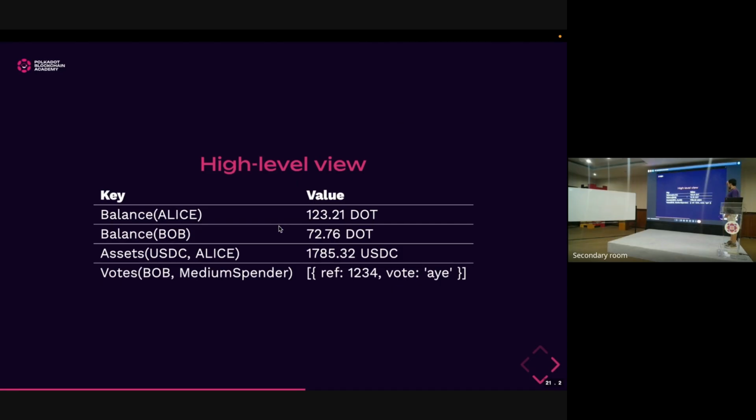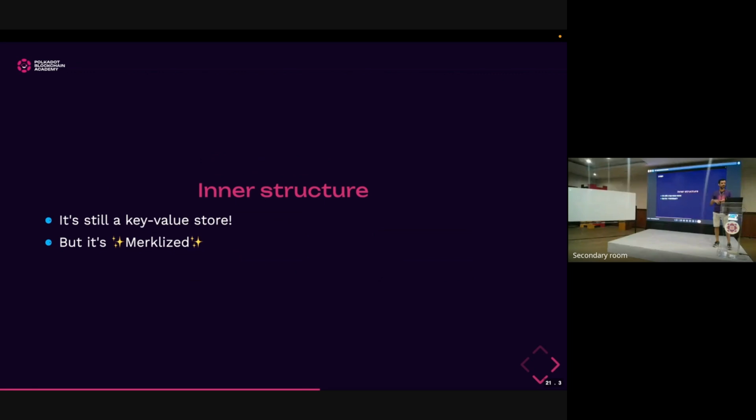Okay. So this is the high-level view. What is the low-level view? How is it actually stored? Well, internally, it's still a key value store. But instead of being one single map, this would be a massive map. It's not performant, and most importantly, you cannot build proofs with a map. It's a key value store, but it's Merkleized, right?